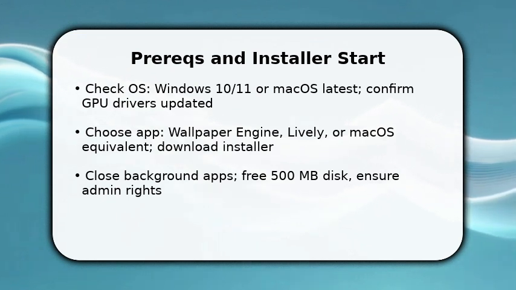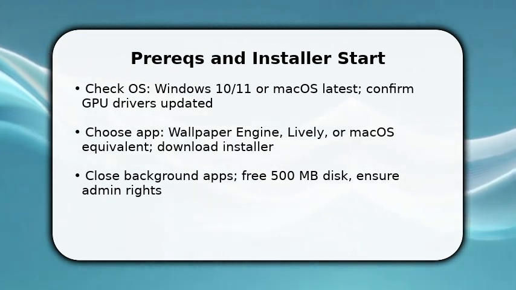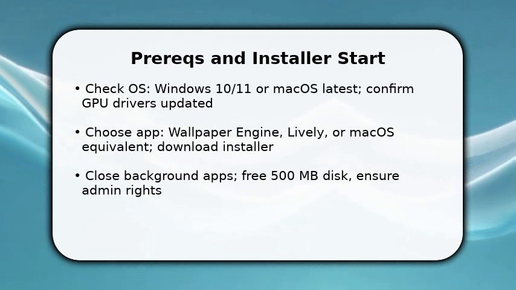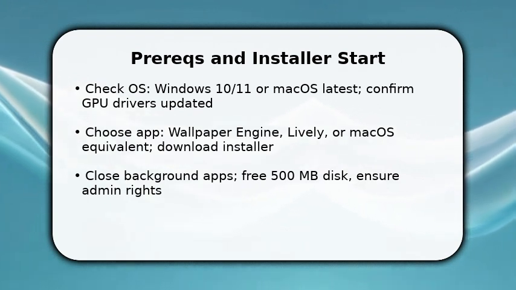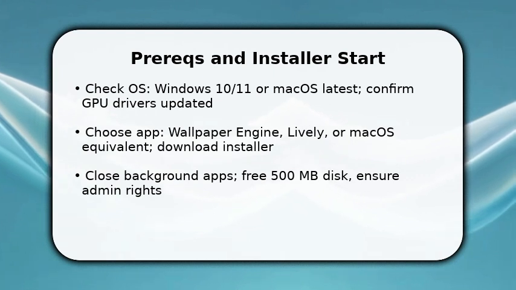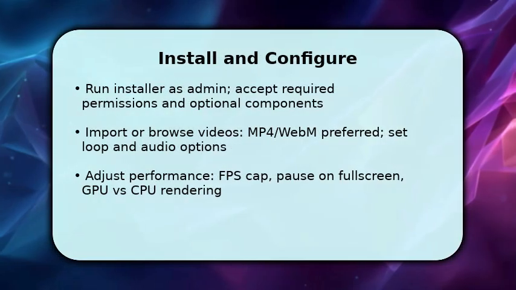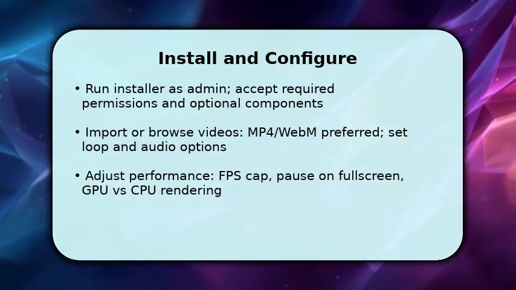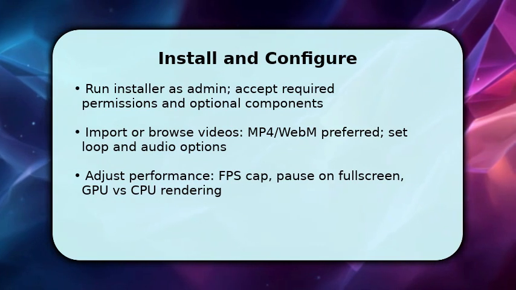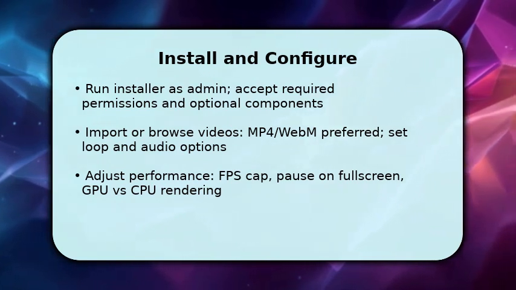While the installer downloads, close non-essential apps and free at least 500 MB so installation won't fail. Make sure you have admin rights. This prevents permission errors during setup and lets the app register as a desktop provider. You run the installer as administrator and accept the required permissions. This ensures the app can set itself as the desktop renderer.